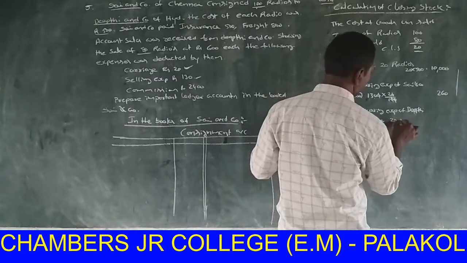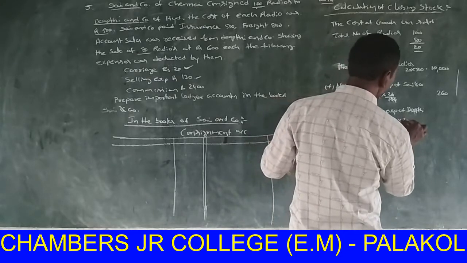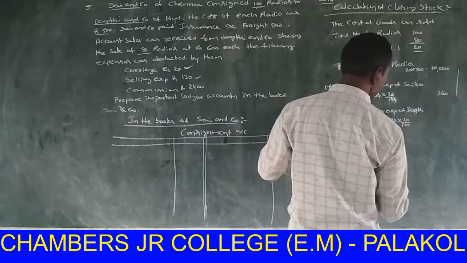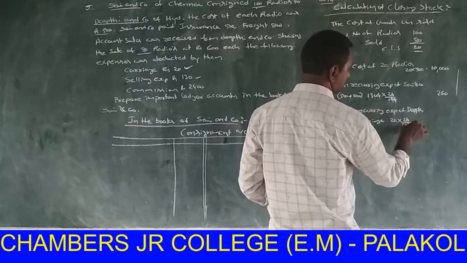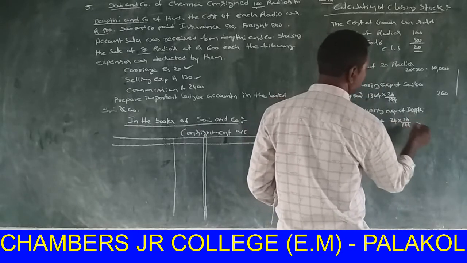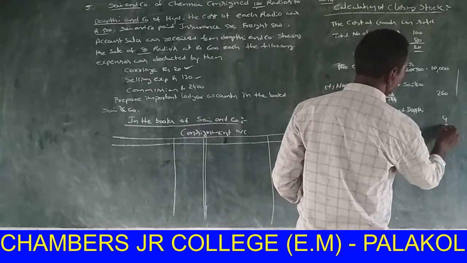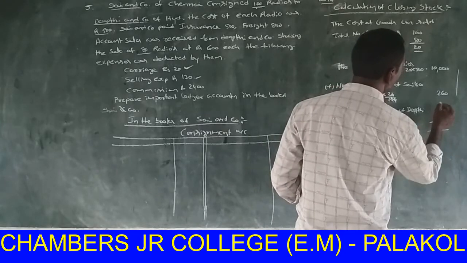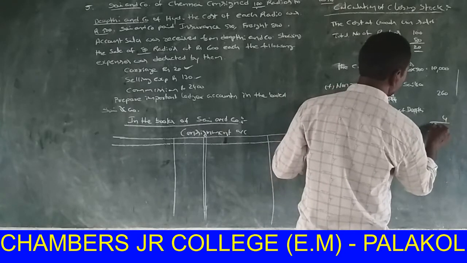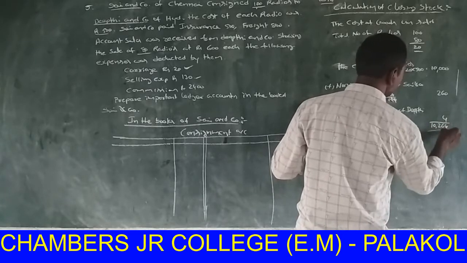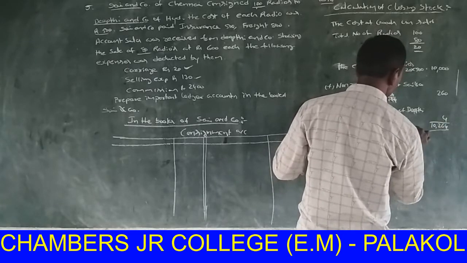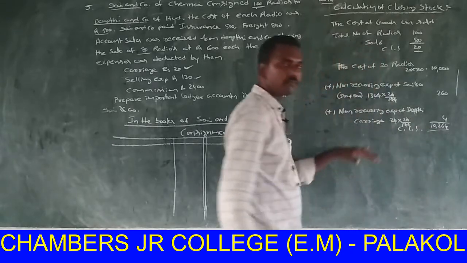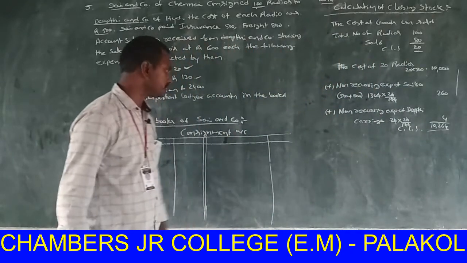Carriage 20 rupees. 20 into remaining radios, 20 by total radios 100. Cancel the zeros. 2 into 2, 4. 4 rupees. The total value of closing stock is 10,264. This is the value of closing stock.